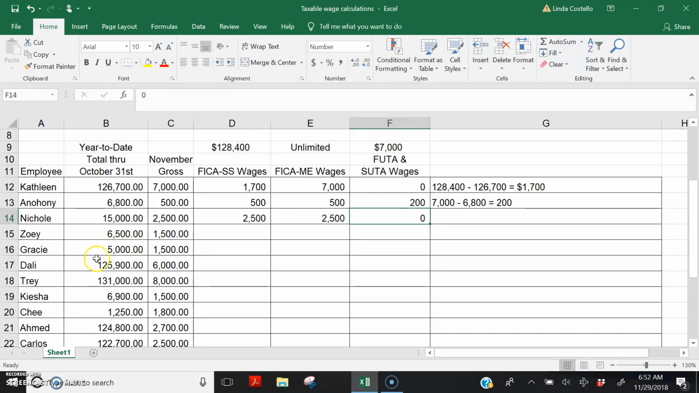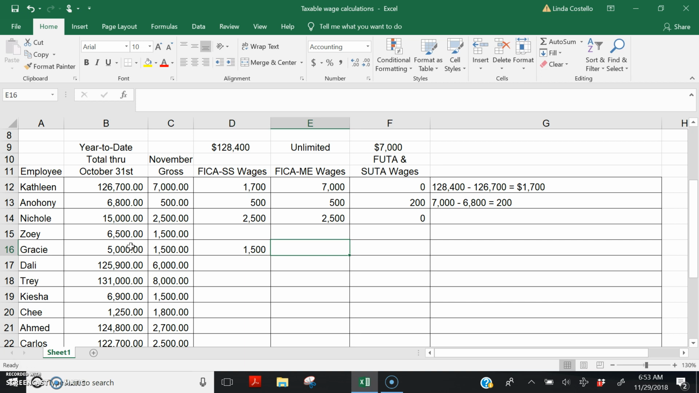Let's skip down and do Gracie next. Before November, Gracie had already earned $5,000 in gross wages. This is not even close to the FICA Social Security wage base of $128,400. Accordingly, all $1,500 of her wages for the month of November is subject to Social Security tax. So put $1,500 in the Social Security wages column.